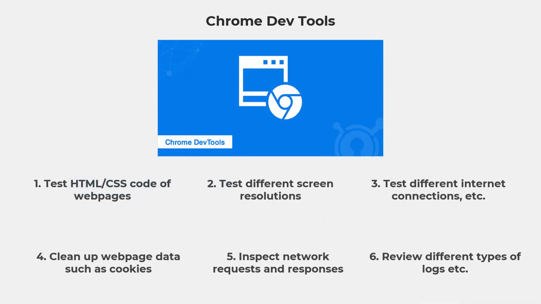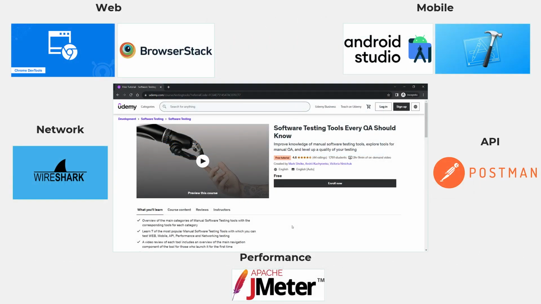In reality, using each testing tool, the tester must know many of its various features. For example, when testing with Chrome DevTools, the tester must know how to test HTML CSS code of web pages, test different screen resolutions, test different internet connections, clean up web page data such as cookies, inspect network requests and responses, review different types of logs, etc. As you can see, this is a very extensive and complex topic.